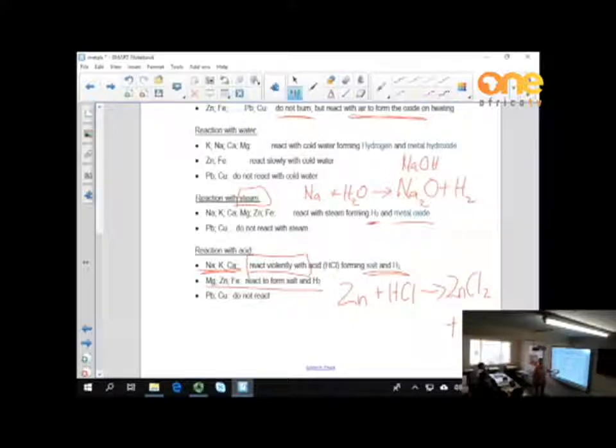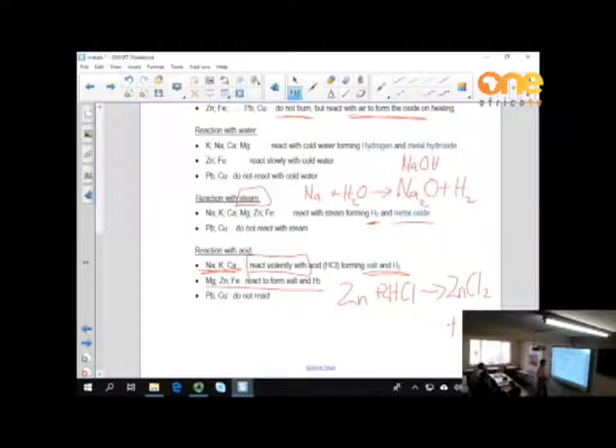Magnesium. Yes, because it's slightly more reactive than the others. You can also look at the balancing of the equation. If you have zinc chloride, you will need 2 there. So for every 2 molecules of acid, you'll get 1 molecule of hydrogen.